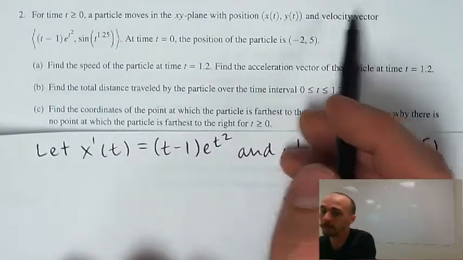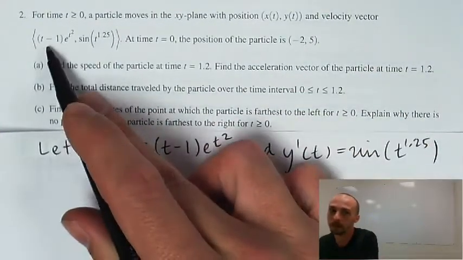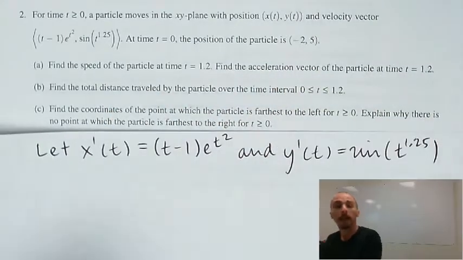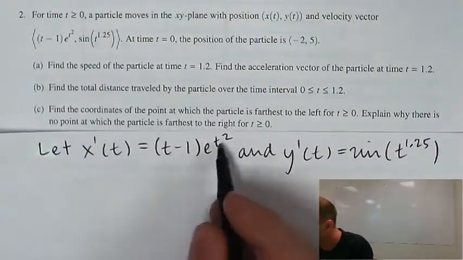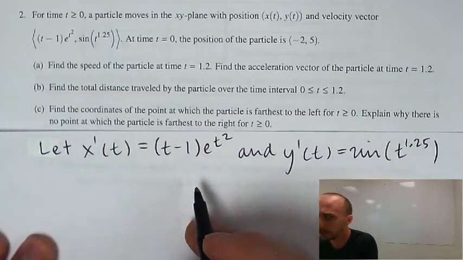But they called it the velocity vector. They never said that this was the derivative of x of t and this was the derivative of y of t. And so I want to show them that I know that that's what's happening, but I don't want to copy this down every time I want to say x prime. You know what I'm saying? Like, we don't want to do that.